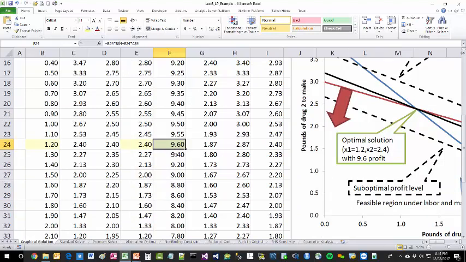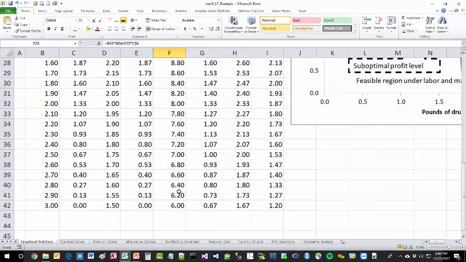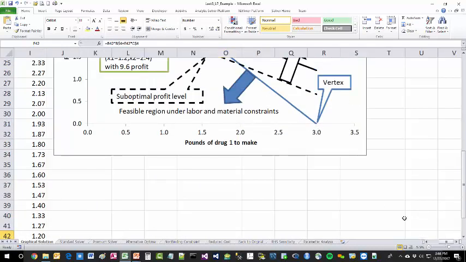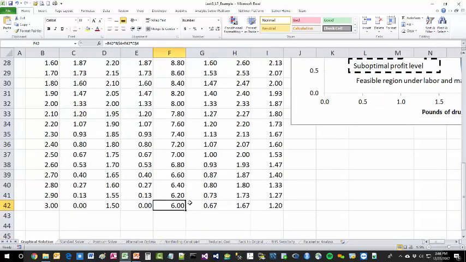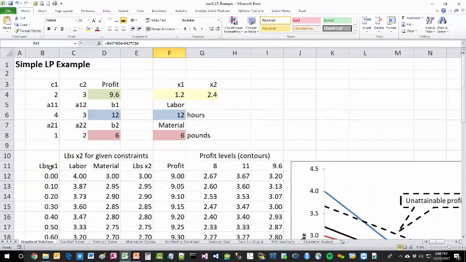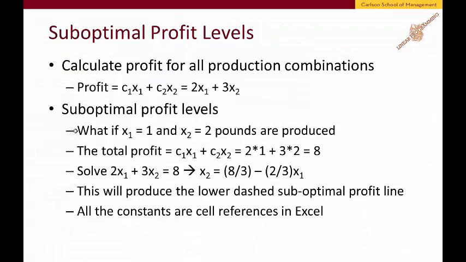And the profit now starts going down even more sharply, all the way to the bottom, the vertex over here, where it's the mere $6 for that particular point. Okay, so we've already discussed all this before, but it bears repeating once more. We want to talk about the suboptimal profit levels that are given by using a production schedule that yields a profit lower than $9.60 in this example.